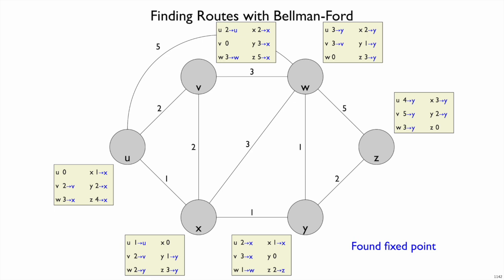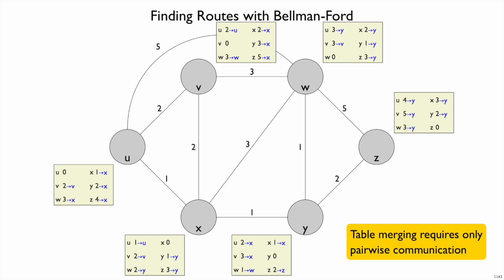Similar to Dijkstra's algorithm, we can do one iteration of Bellman-Ford locally, concurrently in each node with respect to the other nodes. We do need to get information from other nodes, but the only information we need at a node is a table from an adjacent node. We don't need global knowledge or global communication.